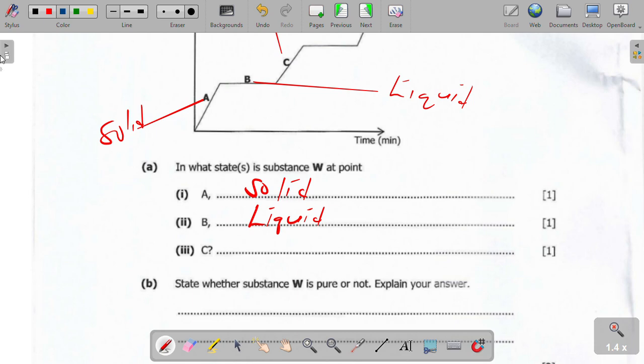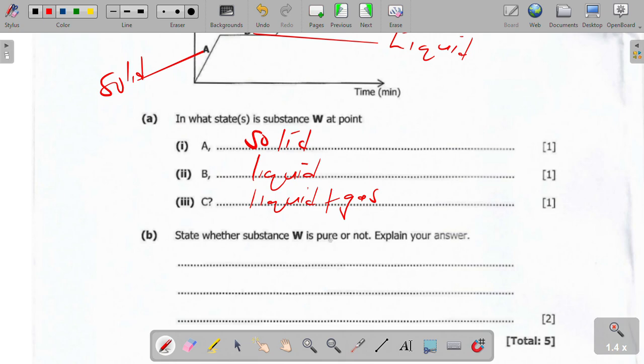So at C, we can just say liquid plus gas. Okay. All right, so we move forward.